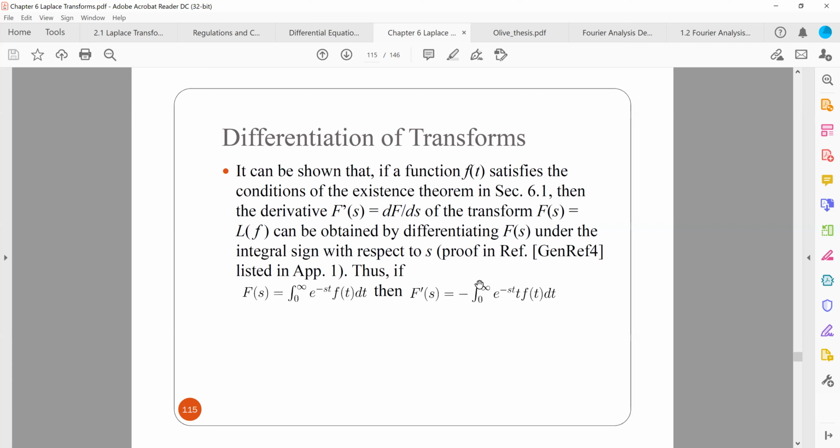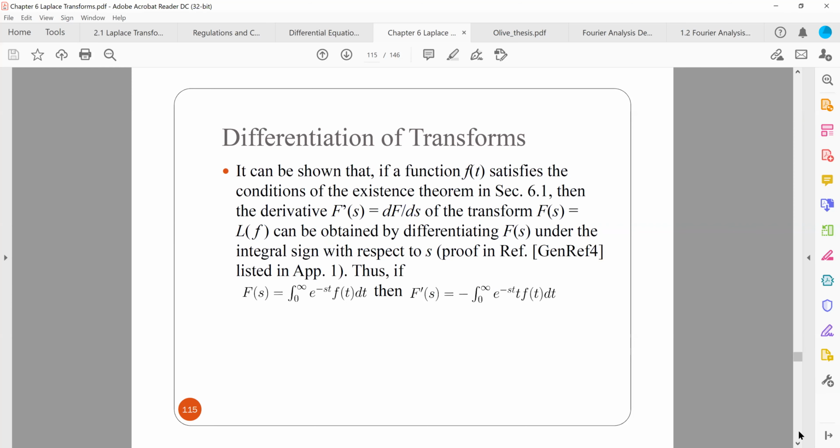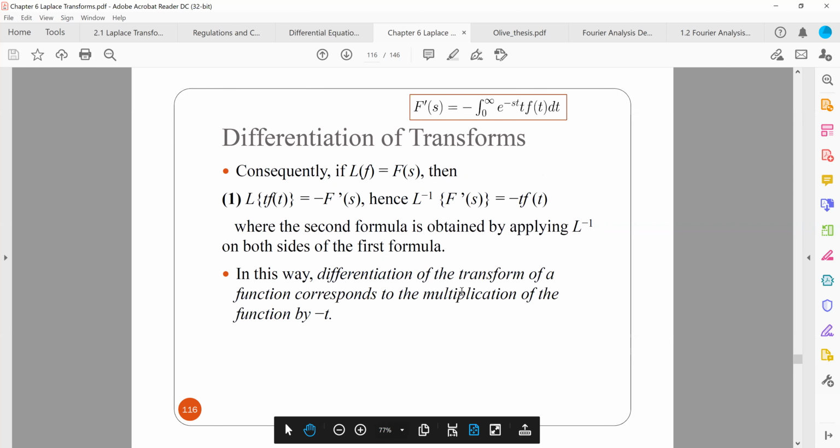We're going to look at some examples. This is just saying that if this is F(s), its derivative is the Laplace transform of t times f(t). Consequently, if the Laplace transform of f(t) is F(s), then the Laplace transform of t times f(t) gives you the negative derivative. Sorry, I had forgotten to mention there's a minus sign. It's the negative.